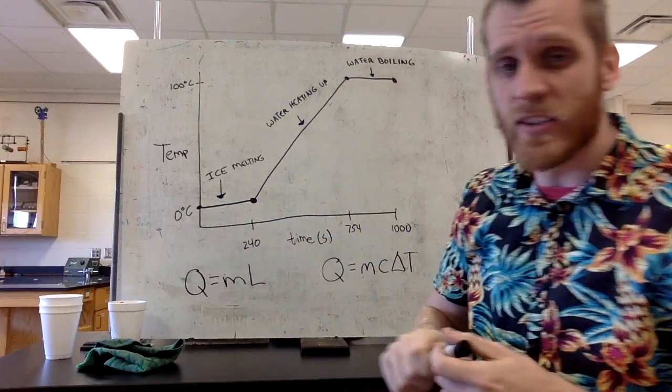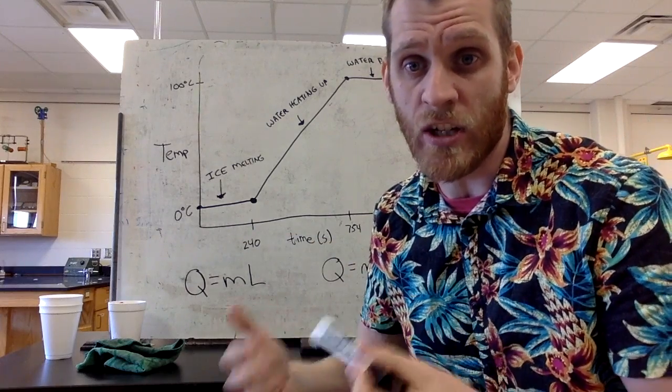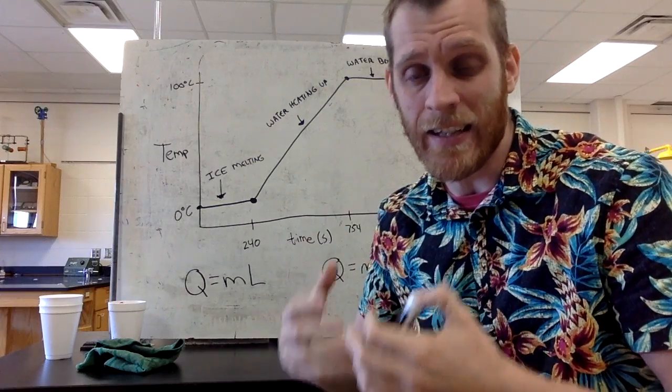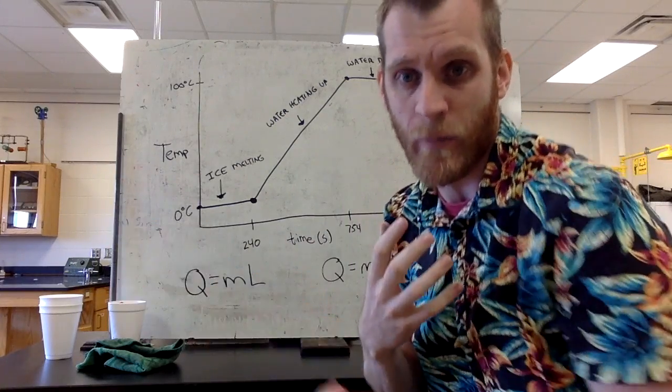It should be flat because the temperature does not change while it's changing phase. Since it started as a solid phase and went to liquid phase, that takes heat. That takes a certain amount of energy to go through that transformation.